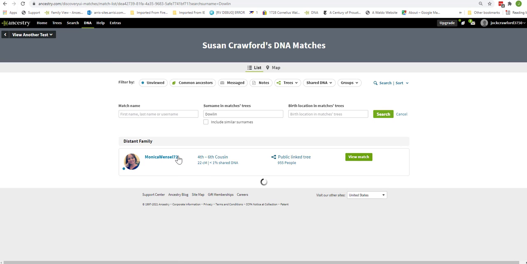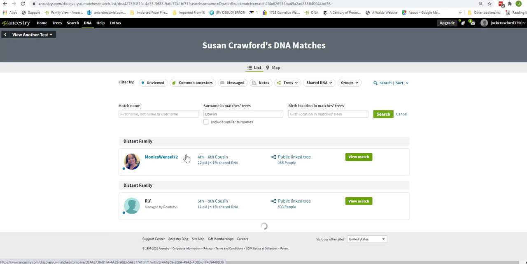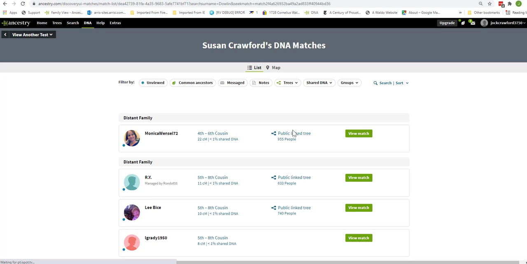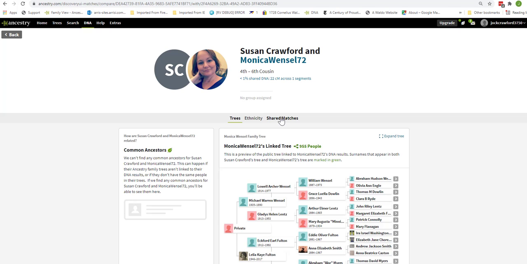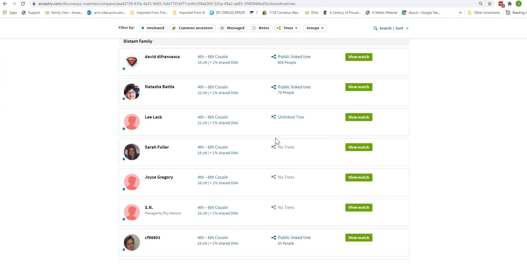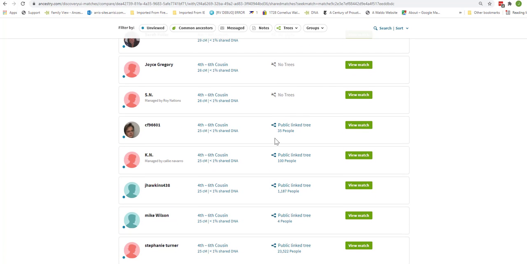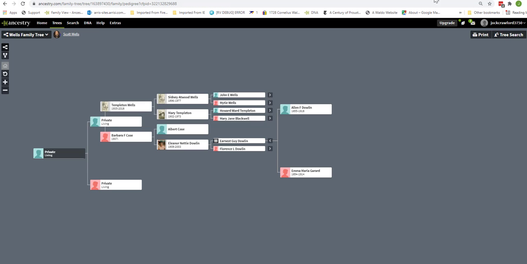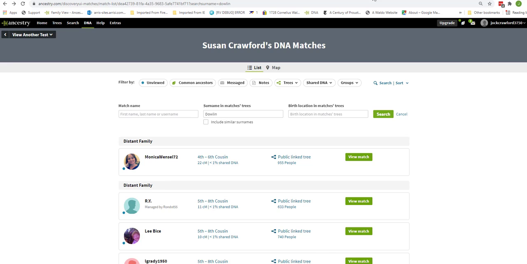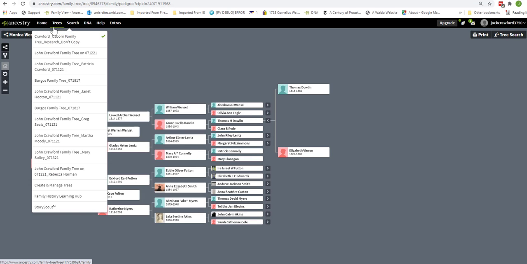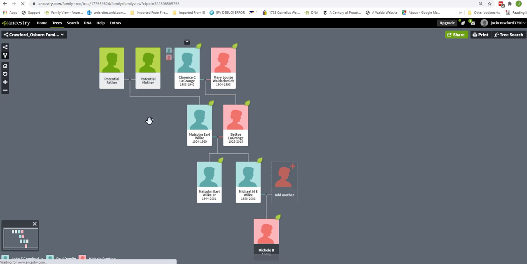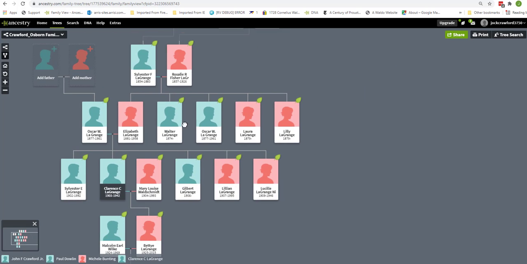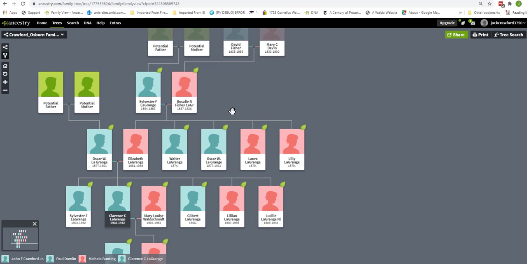Notice that Susan has a match also with Monica here. See if we have any common matches. I don't think it's going to help. We could look into these more later. Okay. So what this adds up to is that it looks like we could come up with a theory of why the Crawford descendants get matches with the Dowlin descendants.